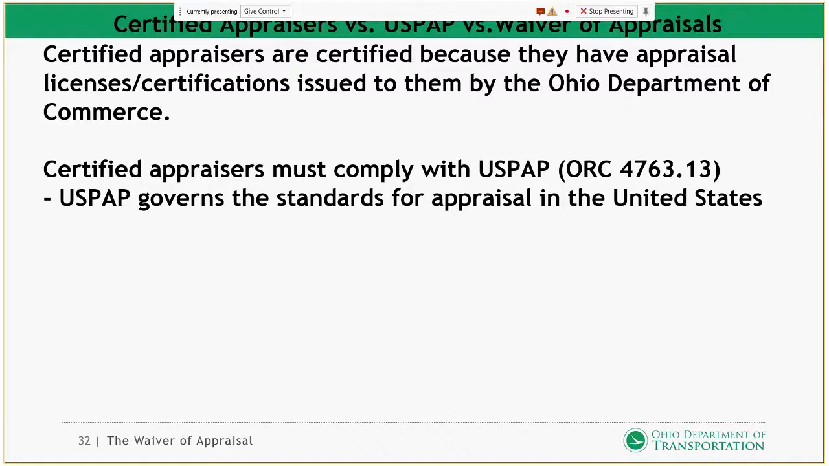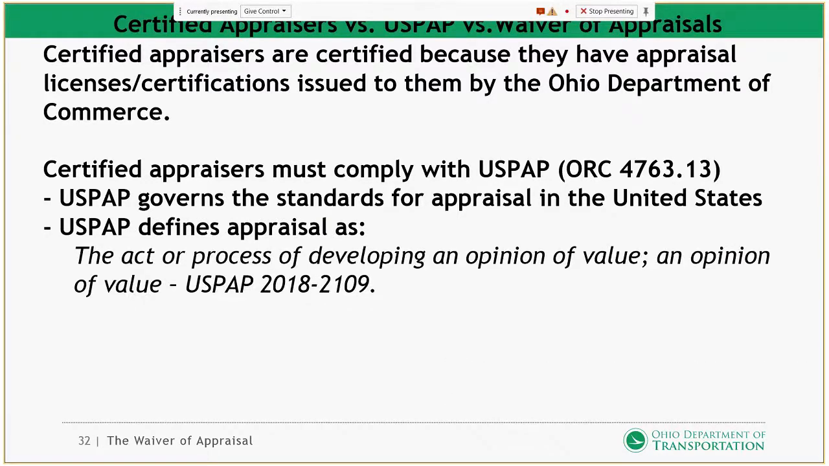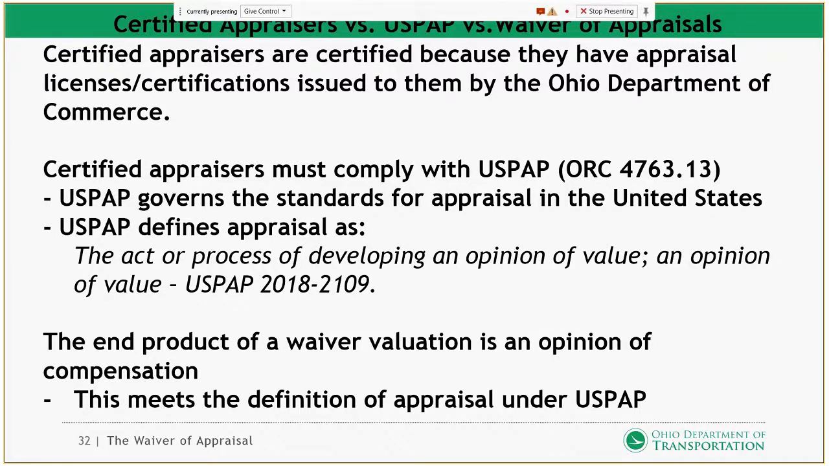USPAP governs the standards for appraisals in the United States. USPAP defines an appraisal as the act or process of developing an opinion of value. That comes out of the latest edition of USPAP. The end product of a waiver valuation is an opinion of compensation. So our waivers meet the definition of appraisal under USPAP.